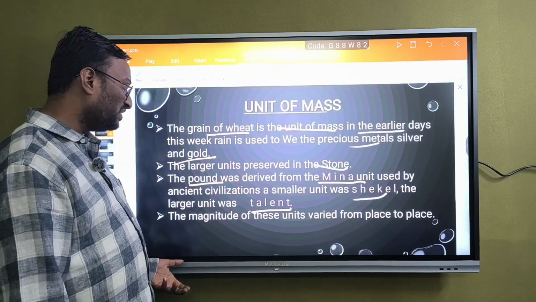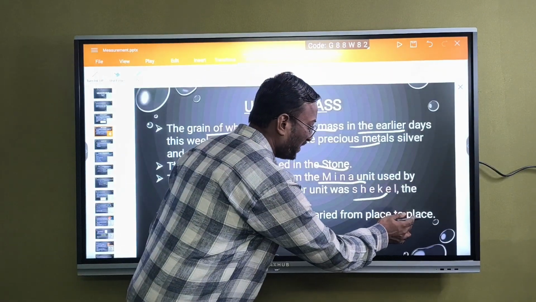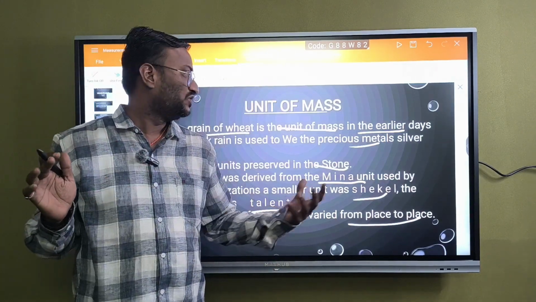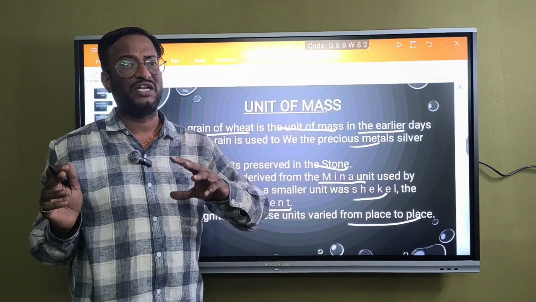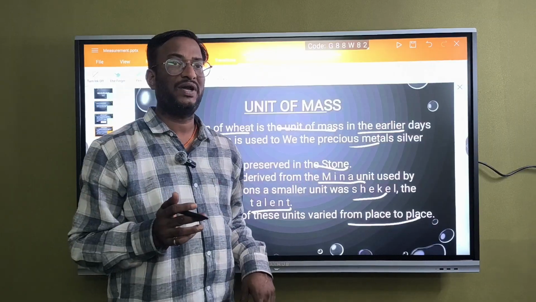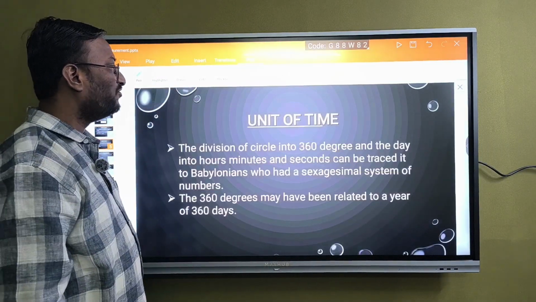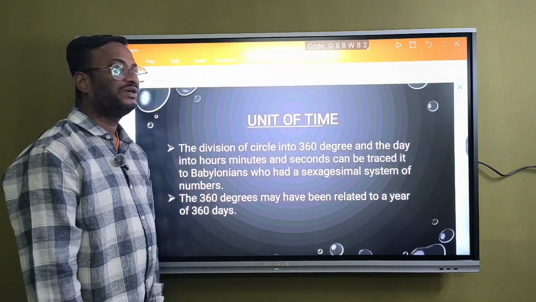The magnitude of these units varied from place to place. I mean, in one place they had some quantity as shekel, and in another place the quantity used to differ. Okay, that was on those days. Now we go for unit of time.